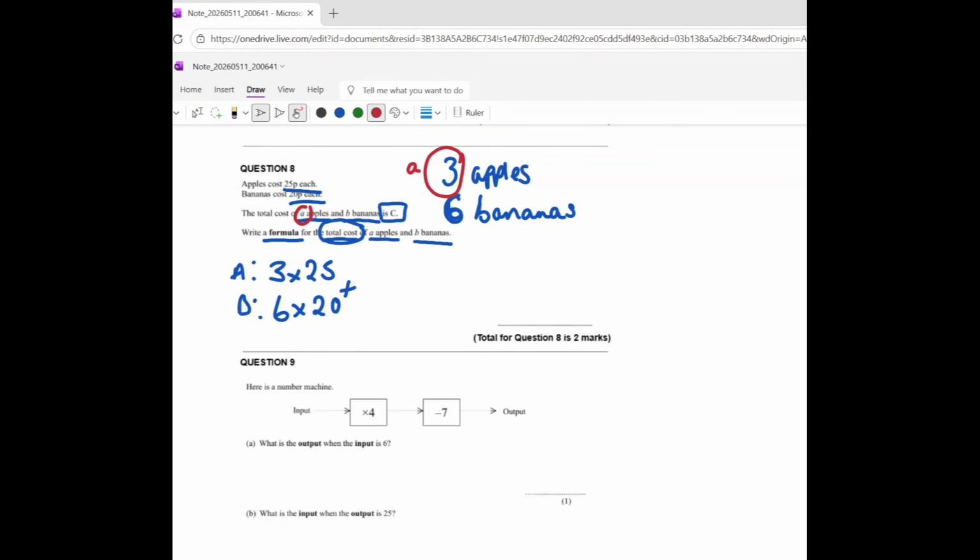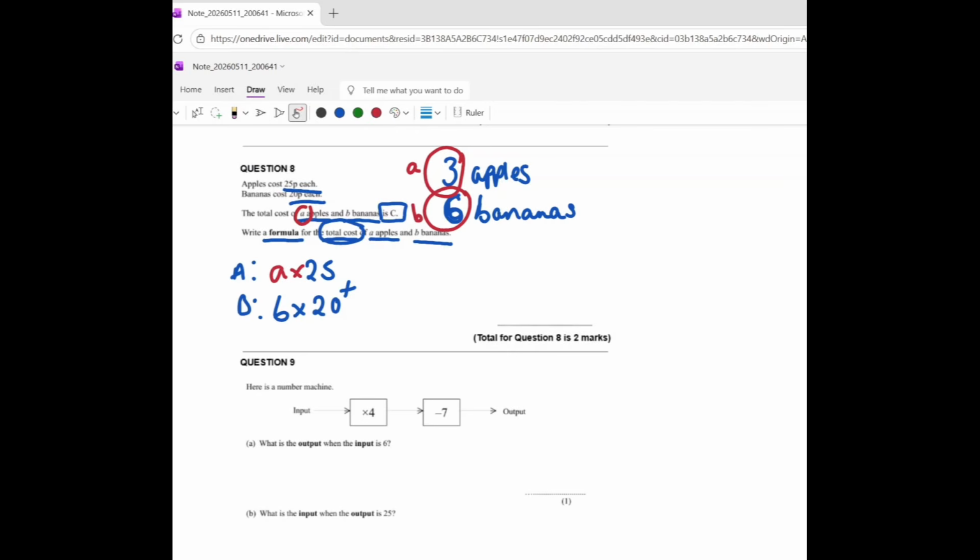So I'm going to get rid of my 3 and I'm going to write A instead. So I'm going to rub that out and I'm going to write A times 25. And the same with bananas. I don't know that I'm buying 6. Luckily, it looks like a B already, but I'm going to rub it out anyway.